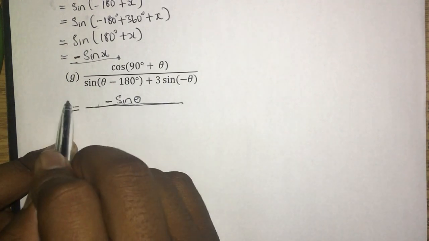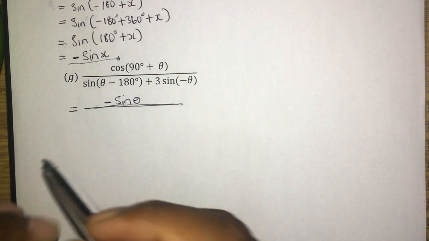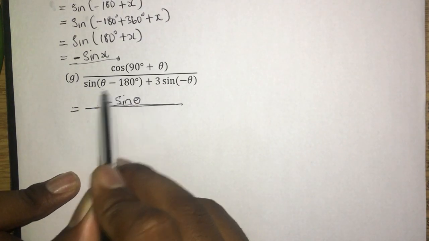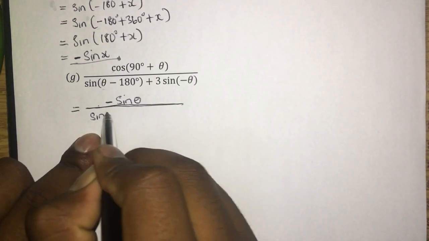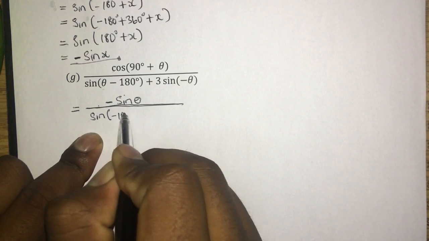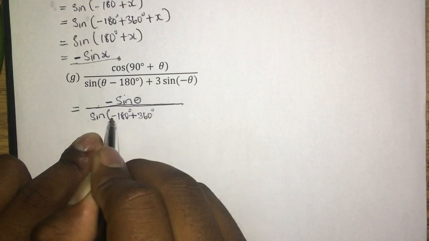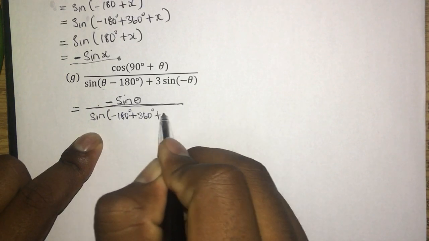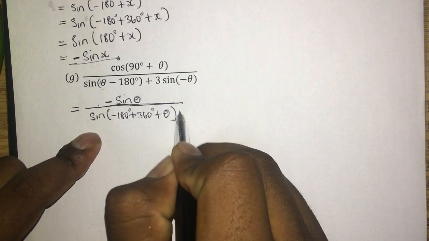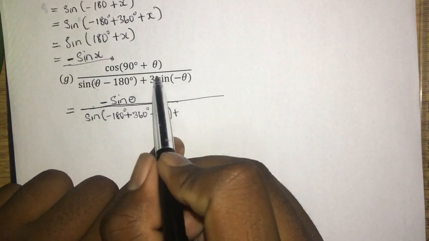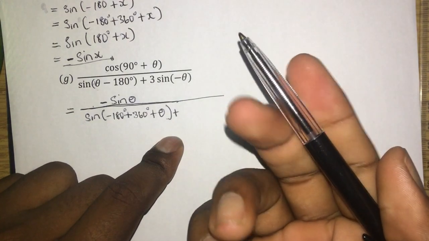How can we solve that one? Now we are in the numerator. Remember, I am not used to this. I'm used to 180 plus, as I have already said. So you will say sine of negative 180, right? Then plus 360, because this angle is negative. Then plus theta, because theta is positive. Do you see that? Now let's solve 3 sine negative theta.